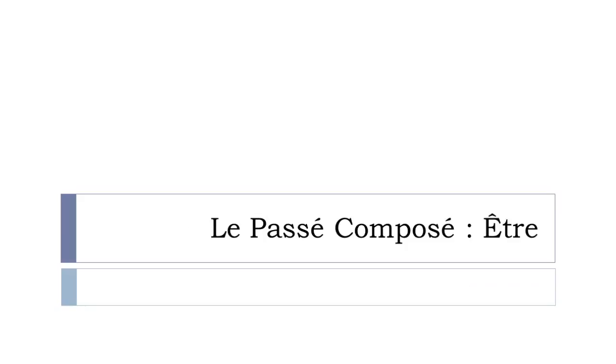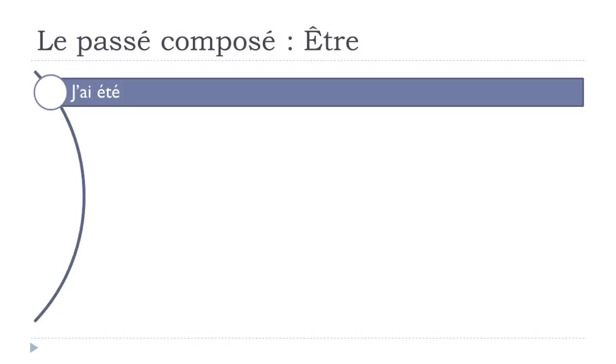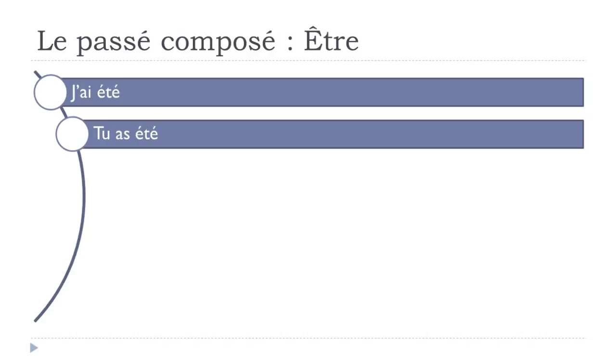Le passé composé, and especially the form for être, the verb être. Être is to be, remember. So we saw previously how to construct this passé composé form, okay? So I won't explain that again. If you don't know how to make it, then check the previous lessons, because you can find the passé composé lesson. So we'll only focus on this form of être. Être is to be, okay? And the first form is j'ai été. Tu as été.